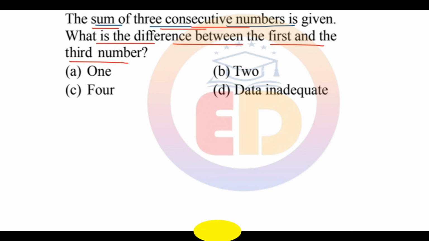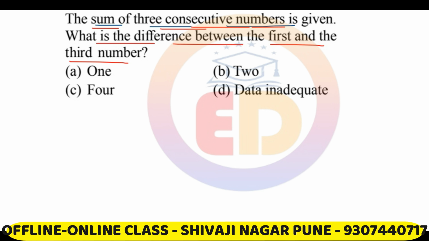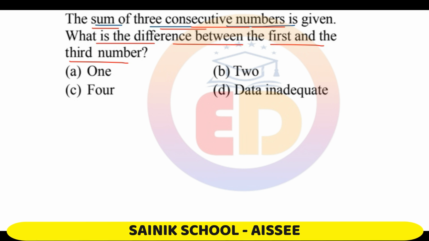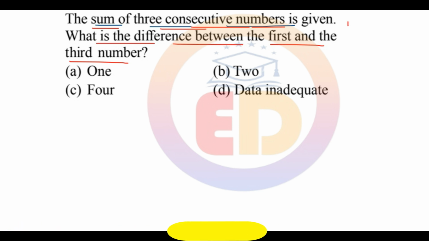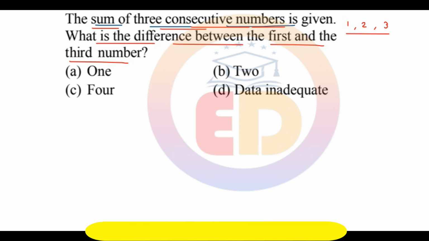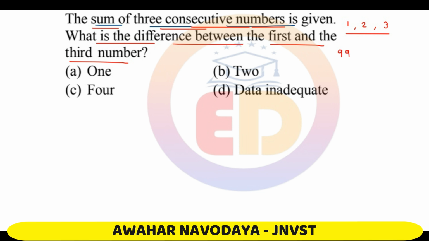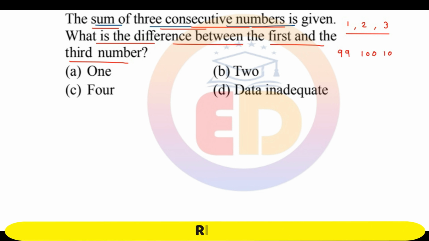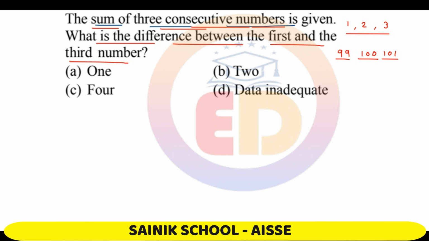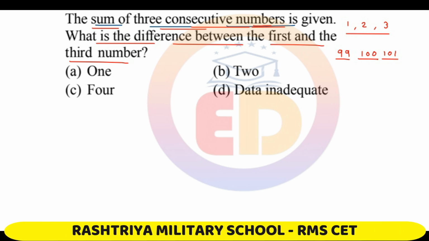Now what do we understand by consecutive numbers? Consecutive numbers are those numbers which come in sequence or one after the other. For example, 1, 2, 3. These are consecutive numbers. Another example can be 99, 100, 101. These are also consecutive numbers. Here I am taking 3 numbers, but you can continue taking 2, 3, 4, any numbers. The condition of consecutive numbers is they should be in the sequence. They should come one after the other.